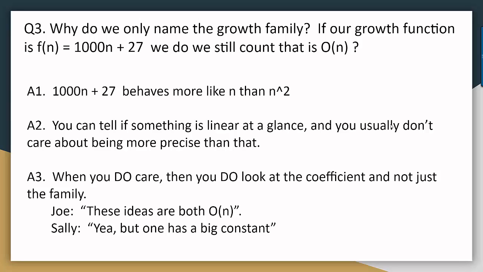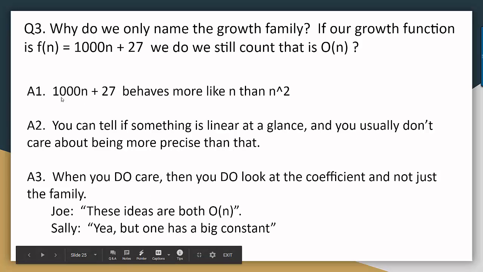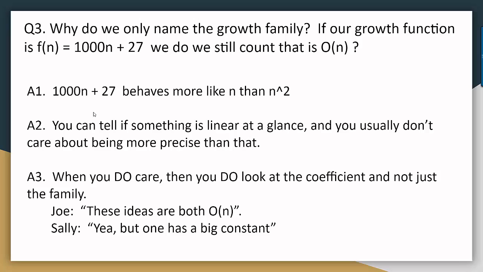My third answer is, sometimes you actually do care about that 1000. And when you do, then you talk about it and you look at it. This is a pretty common thing to hear in discussion. Someone might say, hey, both your ideas are big O of n squared, so maybe it doesn't matter. And then someone else would say, yeah, but one of them has a big leading constant.